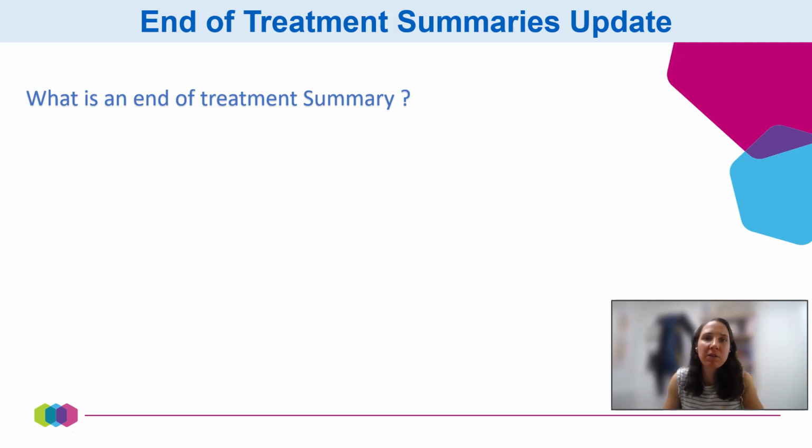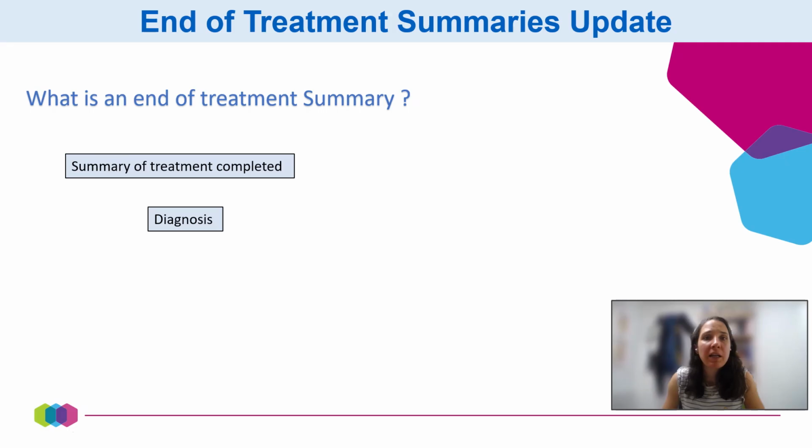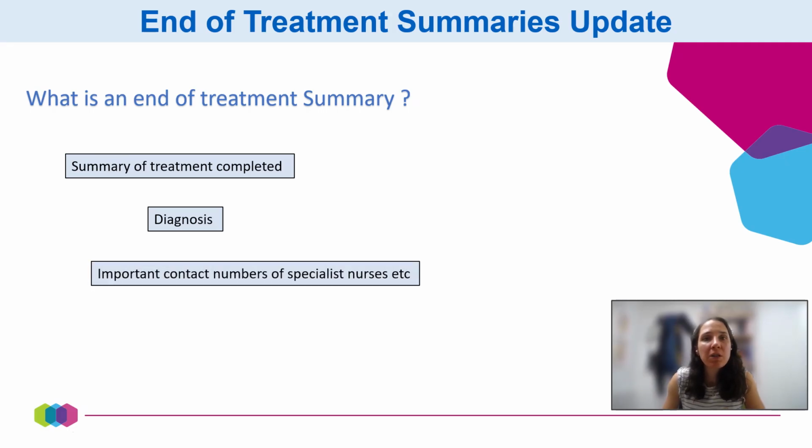Primarily, it's a document that's written for patients, but it also serves as a really useful summary for the people working in the primary care setting. It includes all the treatments that a patient has had, any relevant diagnosis, and any investigations that they've had undertaken. It also includes useful contact details for cancer specialist nurses, for example.